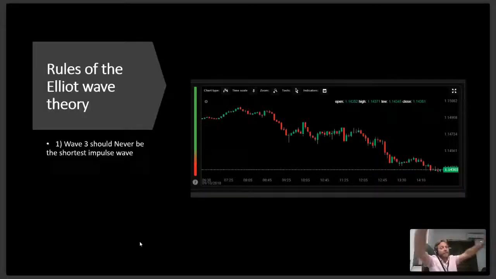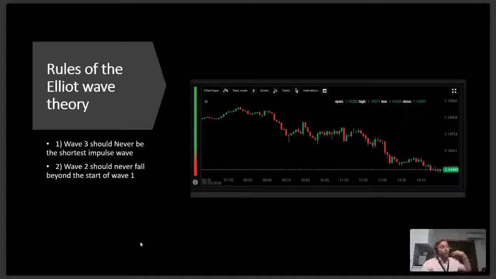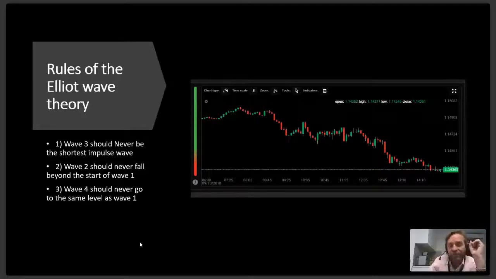Now there's 3 rules to follow when you're looking for the Elliott wave theory. Rule 1 is wave 3 should never be the shortest impulse wave. Rule 2, wave 2 should never fall beyond the start of wave 1. And rule 3, wave 4 should never go to the same level as wave 1.